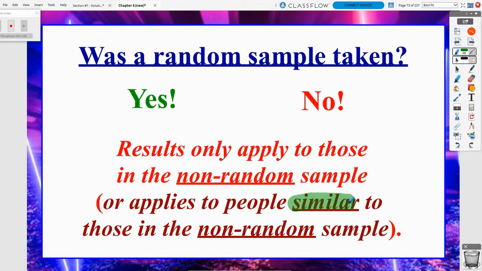And now this gets a little hairy here, because how do you really define what kind of people are similar to the people that were in the non-random sample? That's kind of difficult to pinpoint exactly. We could talk about similar characteristics involving, who knows, GPA or class loads or whatever the case may be. Lots of different ways we could define similar in that sense. And it really depends on the context of the problem.